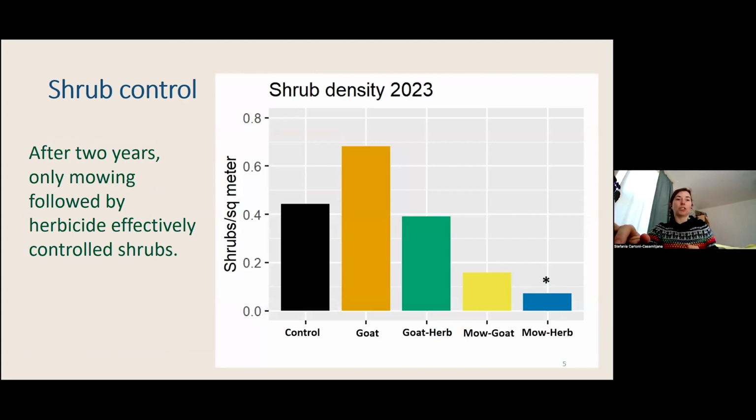After 2 years, we measured the shrub density. We started the research in 2021, and after 2 years of shrub control, in 2023, we counted shrubs. And here you can see how the treatments differ. The only one that showed a really significant difference to the control was mowing and herbicide, which reduced the number of shrubs per square meter in our plots significantly. If we started with around 0.4 or 0.5 shrubs per square meter, the treatments managed this in different degrees, but the only one that really showed a difference was mowing and herbicide.